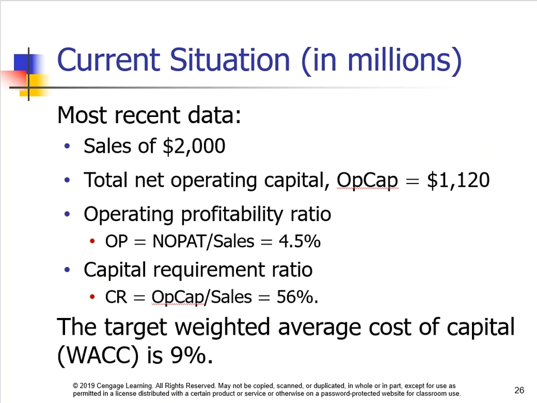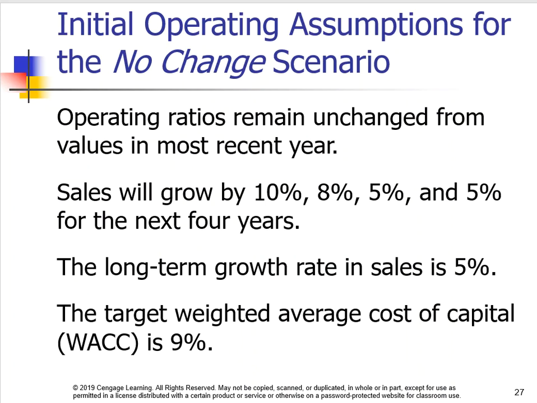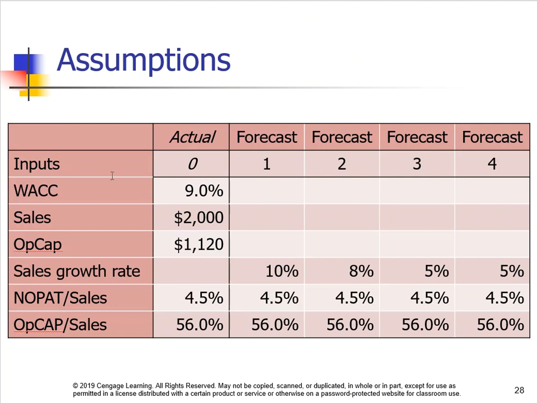Okay, so this is still in the mini case. So let's say we have sales of $2,000, total net operating capital of $1,120, and our NOPAT to sales ratio is 4.5%, and our operating capital to sales is 56%, and the WACC in this one is 9%. Okay. So we're going to forecast that the operating ratios remain unchanged. Sales are going to grow at 10, 8, 5, and 5 for the next 4 years. And so the long-term growth rate in sales is 5%. Okay. So there's all of our inputs.